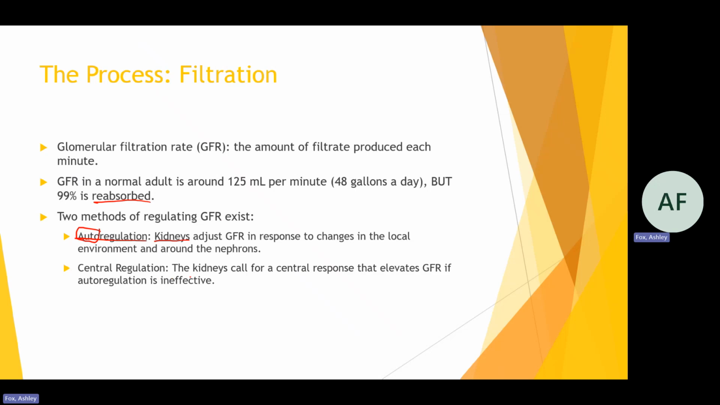The other is central regulation. The kidneys can't handle it themselves, so they call for help. They make a call to the central nervous system, so central response, that's going to change the GFR using more systemic ways. It's when the kidneys can't do their self-regulation. If they can't solve the problem themselves, they're going to call for help because the kidneys are very sensitive to things. They want their normal environment and their normal blood flow so they can do their function. So if they need to, they're going to call for reinforcements.